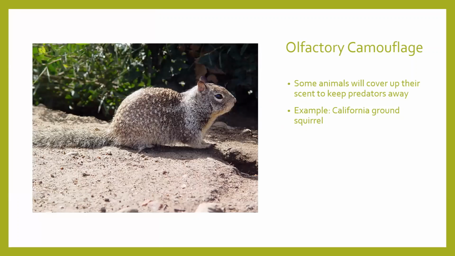To keep predators away, the squirrel will chew up rattlesnake skin and put it on its tail to confuse other rattlesnakes into thinking that a fellow rattlesnake is nearby.